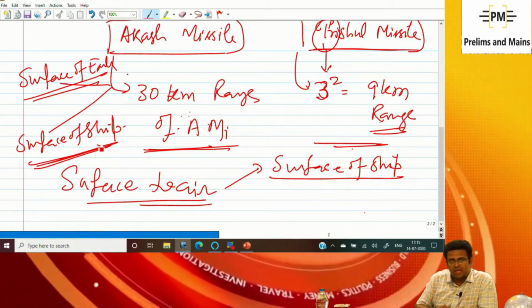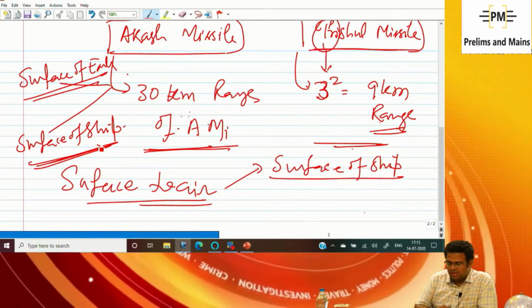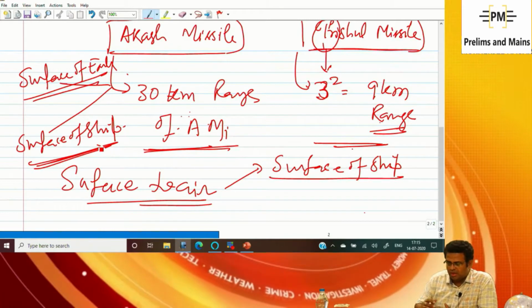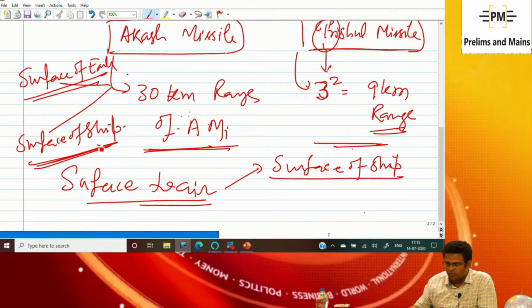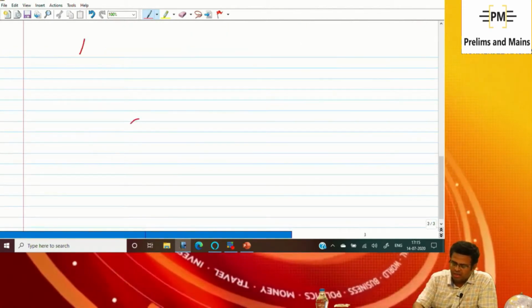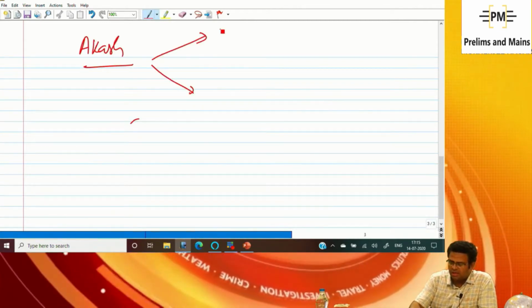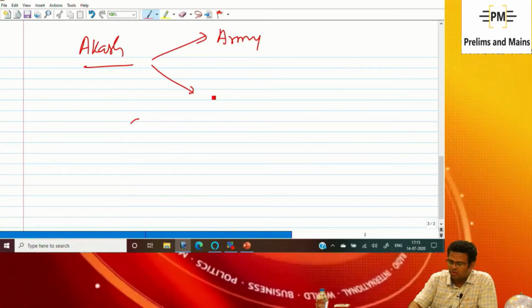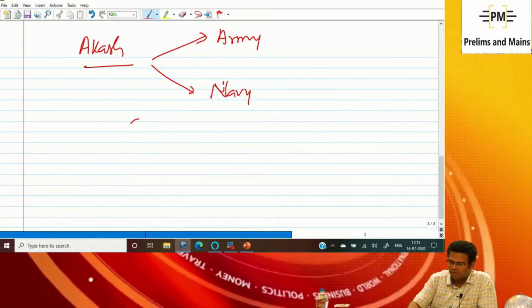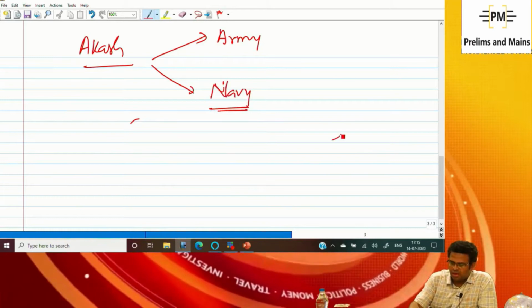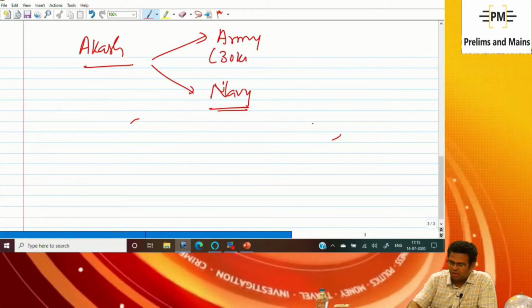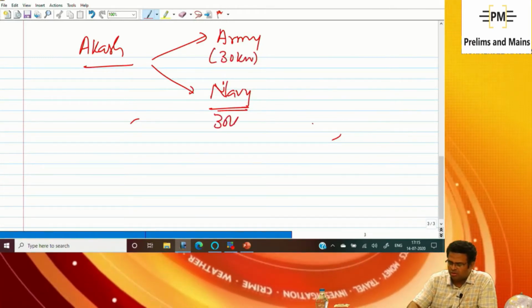So Akash missile has a 30 kilometer range and Trishul missile 9 kilometers, and it has two versions. Akash missile, the army is having it and the navy is also having it. Both are having a 30 kilometer range.